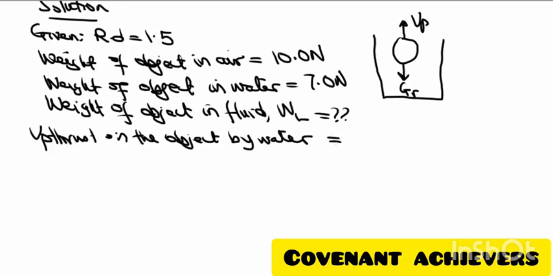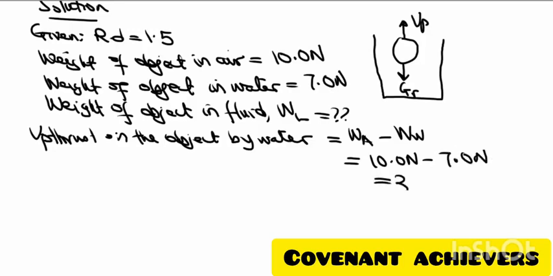So the upthrust is going to be the weight in air minus the weight in water. The weight in air is 10.0 Newton minus the weight in water, which is 7.0 Newton, and this will give us 3.0 Newton.